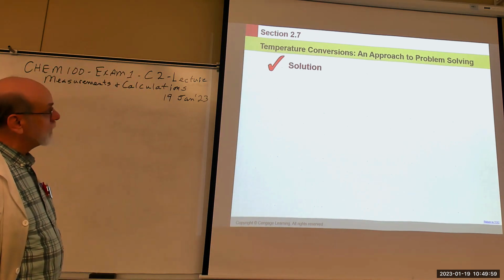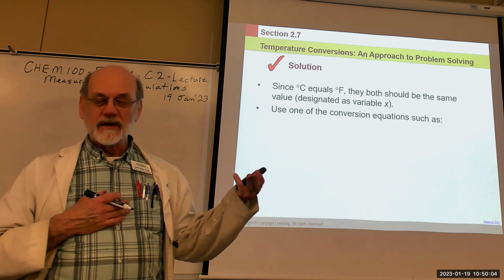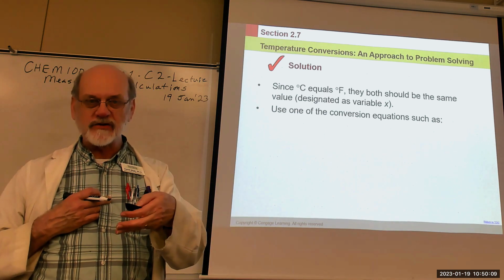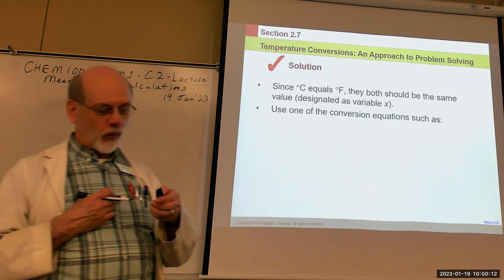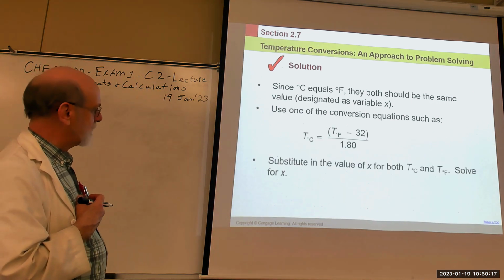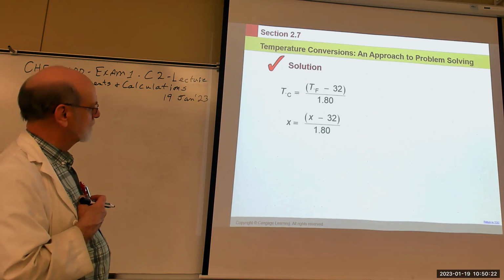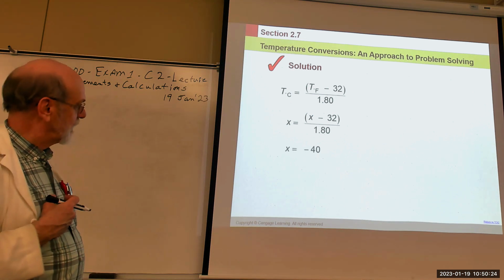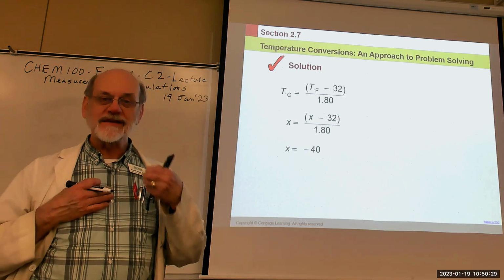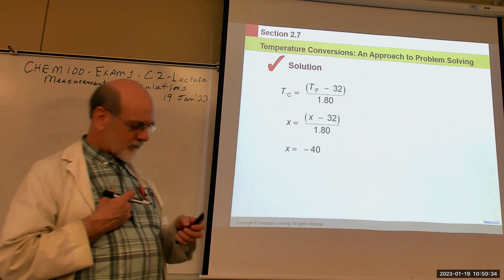Well, you take the equation first and say, well, if they're both equal, then you can use a variable in both cases for degrees C and degrees Fahrenheit. Just make them X and then solve for that one unknown. Right? So that's what I've done right here. Substitute X in that equation and solve for X. And when you do, you find out that minus 40 degrees Celsius is exactly the same temperature as minus 40 degrees Fahrenheit.